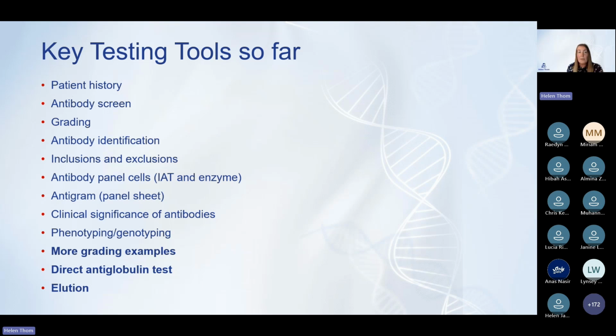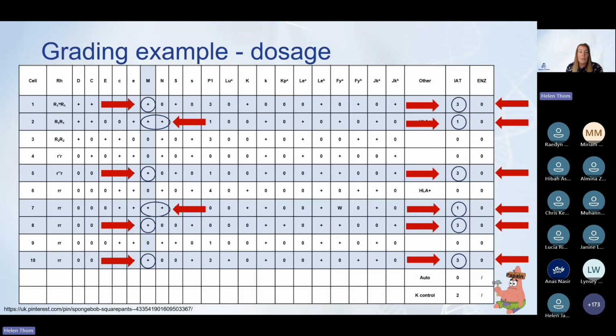So you can see so far how we've used all those tools. We've considered our patient history, the screen, the grading, your antibody ID. We've done inclusions and exclusions. We've used our panel cells. We've used enzyme, you've hopefully seen how that works. We've looked at our panel sheets, the clinical significance of antibodies, and we've even looked at phenotyping and genotyping. So what I'm going to do now is go through a few more grading examples with you. Then we're going to look at the direct antiglobulin test and an elution as well.